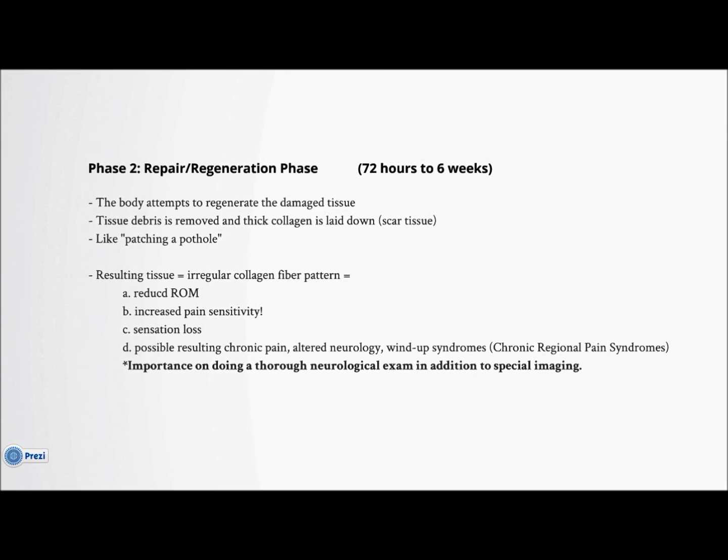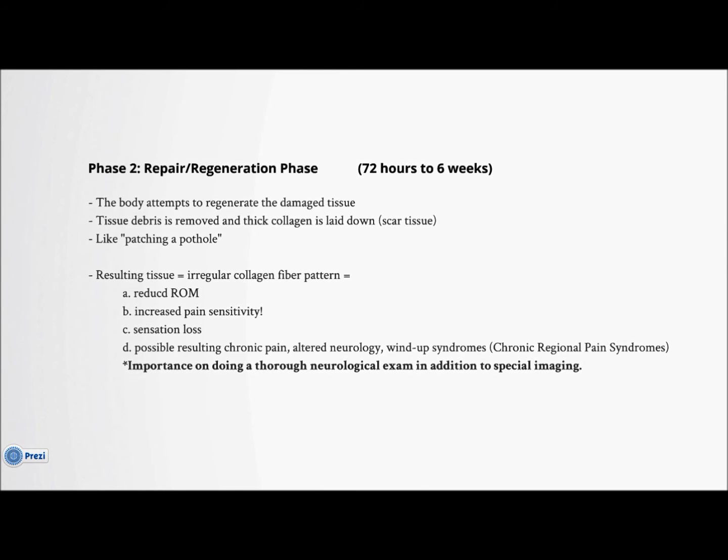Phase 2 is known as the repair regeneration phase, and can last anywhere between 72 hours and 6 weeks. This is the phase where the body breaks down the damaged tissue and attempts to lay down new tissue to replace it. In this process, we get what's called scar tissue. This is because when the body has to improve an area, it can only do so by laying down irregular patterns of fiber. It's almost like throwing a bunch of goop into the damaged area, like patching a pothole on the roads. And in doing so, the fibers are in a poorer pattern that can reduce range of motion in the area because it's thicker and it's not as flexible.